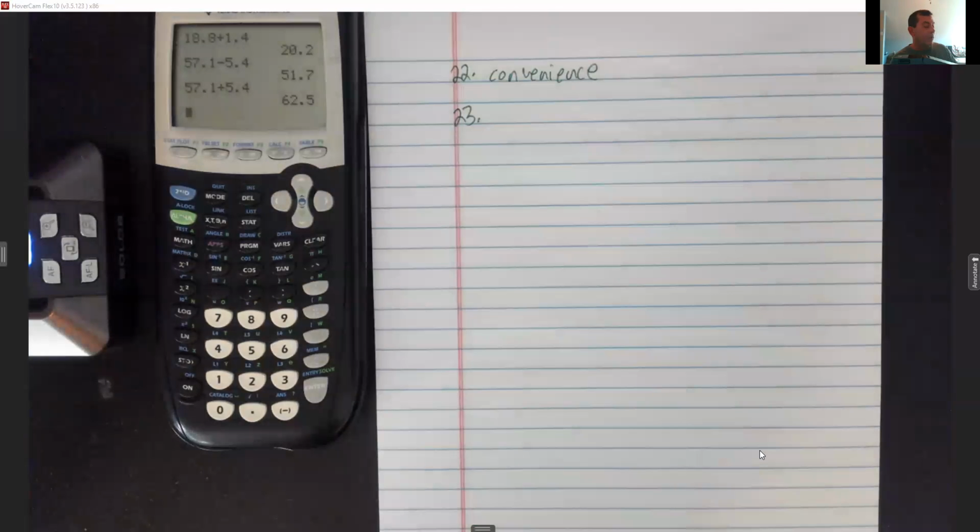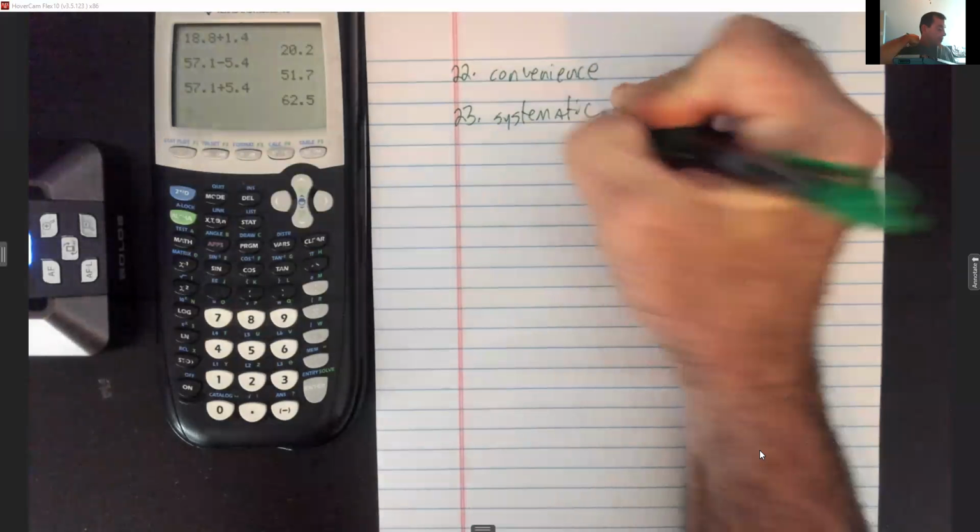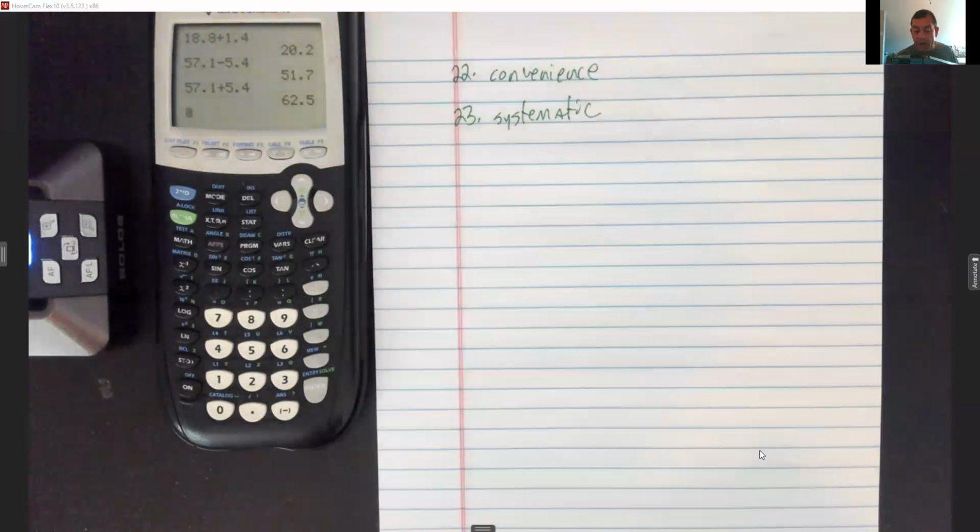23, same question. A sample consists of every 20th student who leaves the library. So I'm choosing the 20th person that leaves the library, then the next 20th person, and then the next. When you do that, remember that was systematic. Okay? And then remember we had random and then stratified.